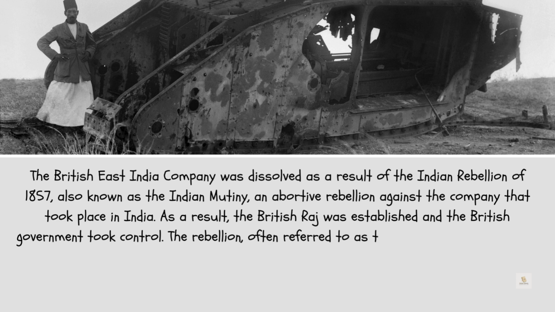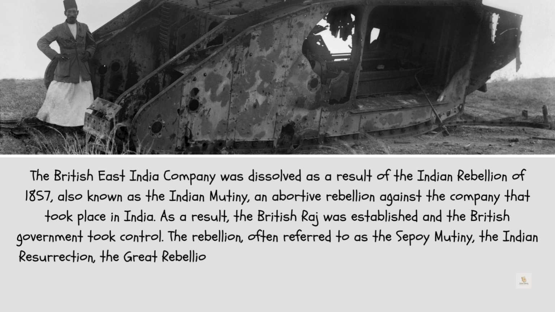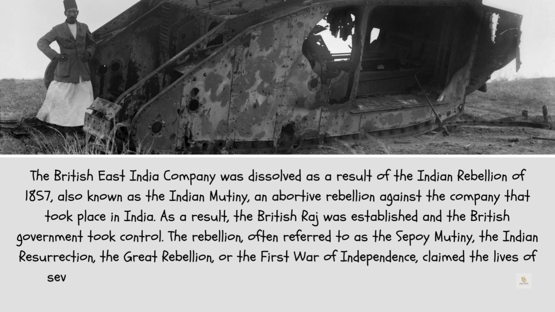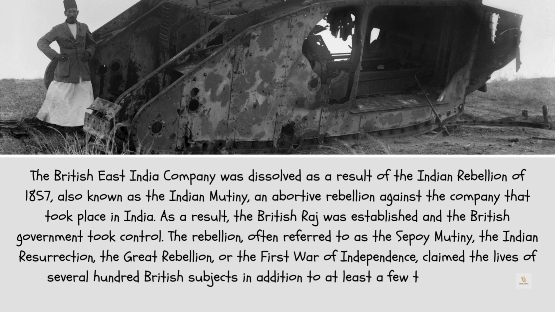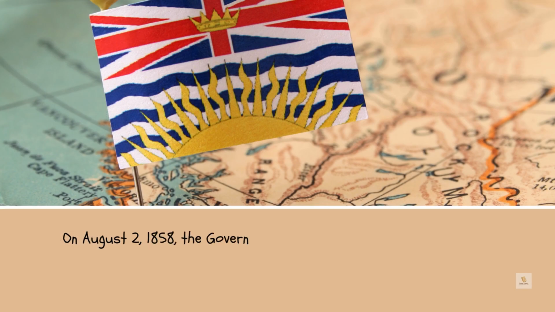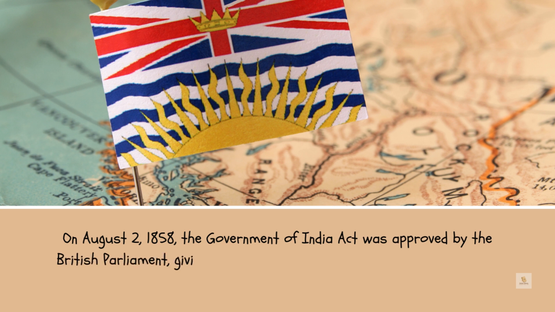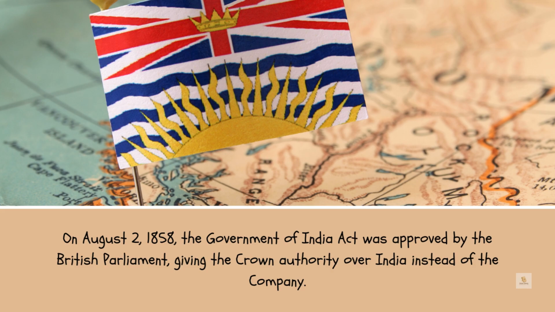The rebellion, often referred to as the Sepoy Mutiny, the Indian Resurrection, the Great Rebellion, or the First War of Independence, claimed the lives of several hundred British subjects in addition to at least a few thousand Indian mercenaries known as sepoys. On August 2, 1858, the Government of India Act was approved by the British Parliament, giving the Crown authority over India instead of the Company.